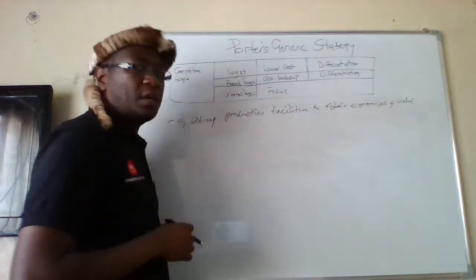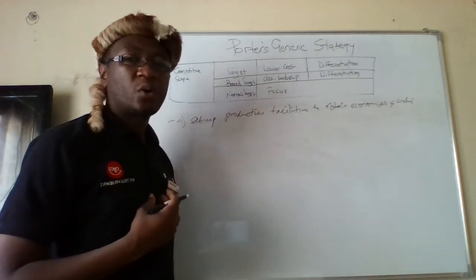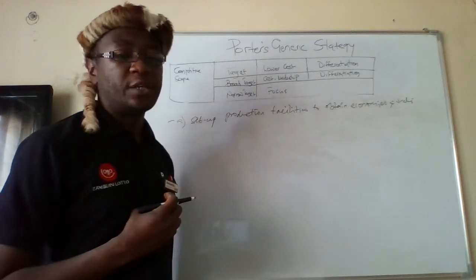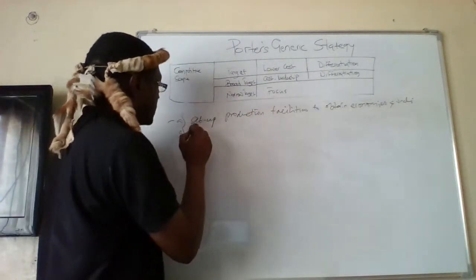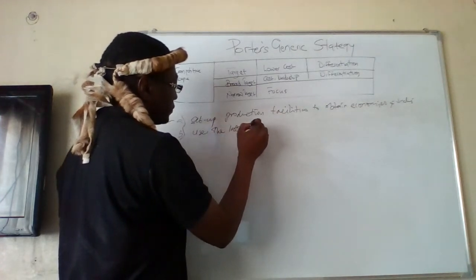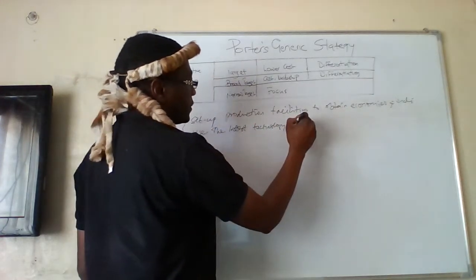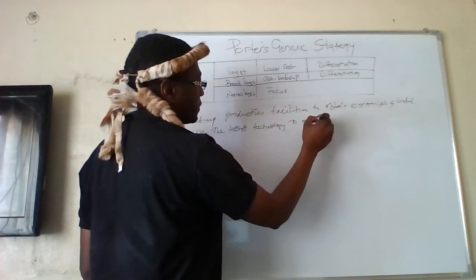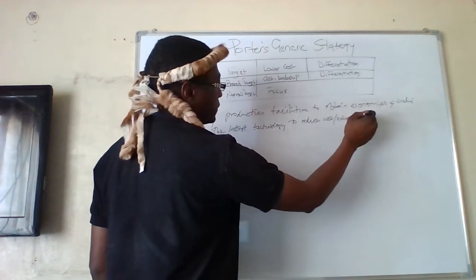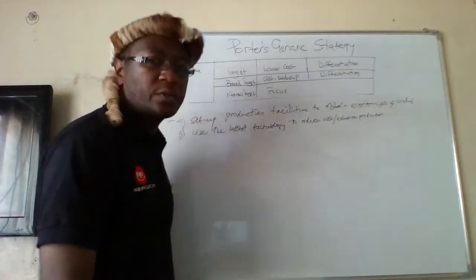And B, use the latest technology to reduce cost or enhance production, and where available, use cheap labor.